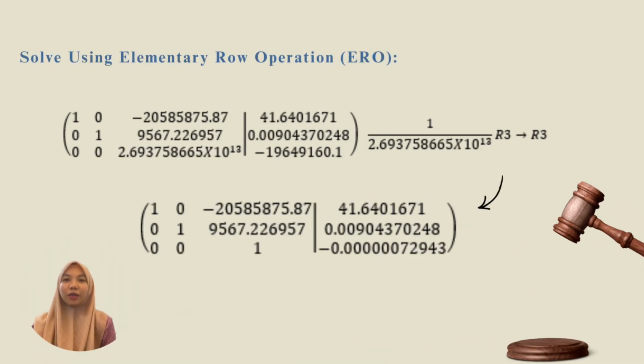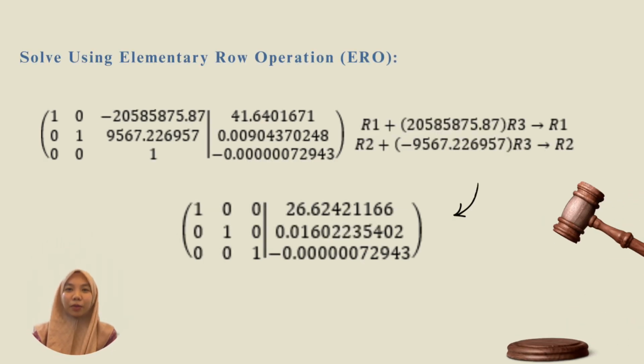Next, we focus on row 3 to get a leading 1. So we multiply row 3 by 1 over 2.693758665 times 10 to the power of 13. So we already have 3 leading 1s.